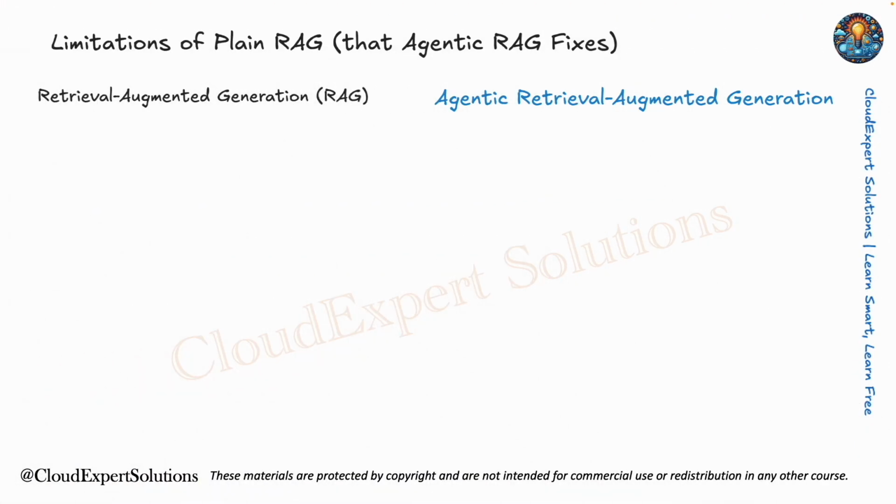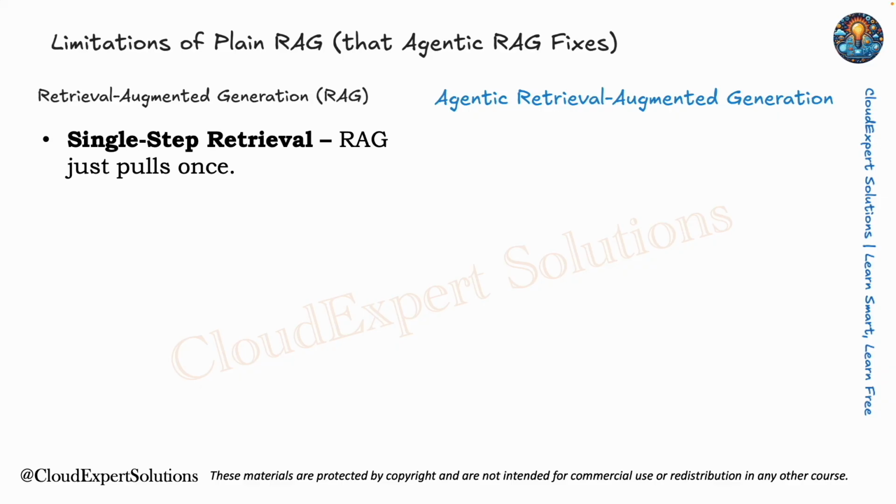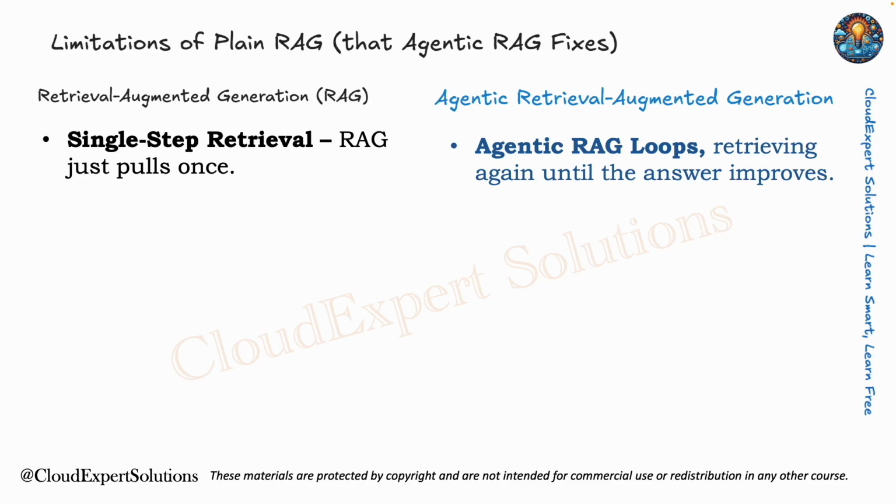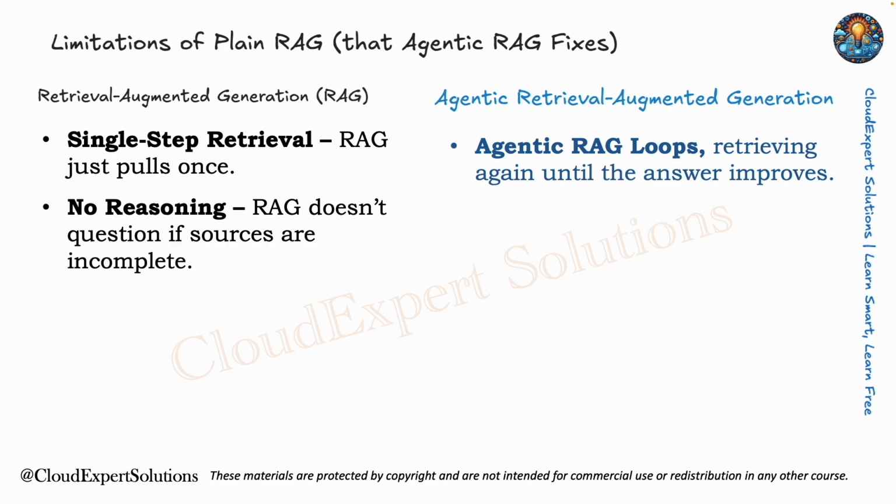Now let's highlight the limitations of traditional RAG and how agentic RAG addresses them. To start with, traditional RAG is single-step retrieval. That means RAG just pulls once. If the result is weak, it cannot refine. On the other hand, agentic RAG loops, retrieving again until the answer improves. Traditional RAG does not have reasoning capability. That means RAG does not question if the sources contradict or if the sources are incomplete. On the other hand, agentic RAG can reason and ask, do I need more evidence before I answer?